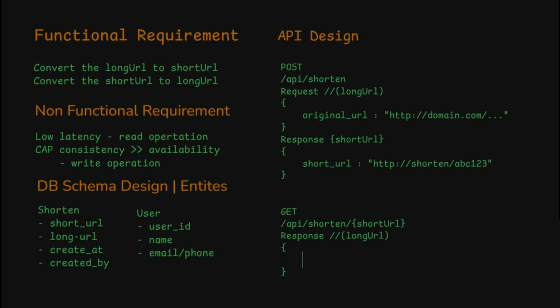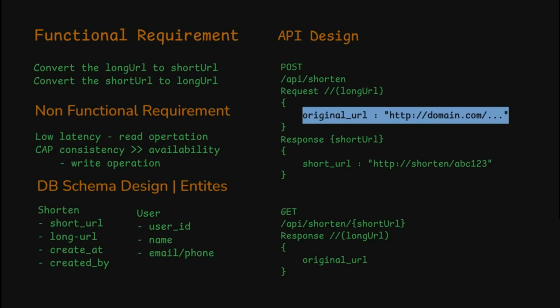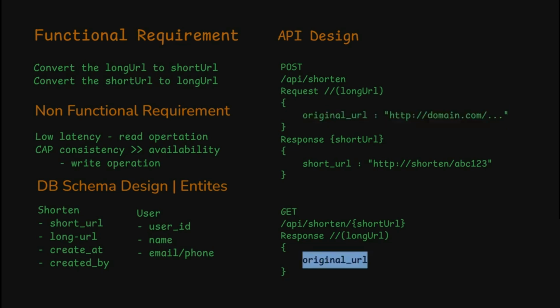So here the response would contain the original URL, which is what we have earlier saved into our system. We need to fetch it from our system and send back this response. Also, we need to pass some kind of a status code. So in this API response, the response would return the original URL.